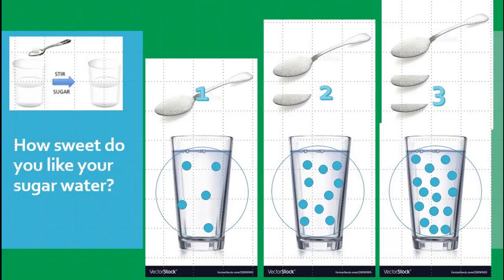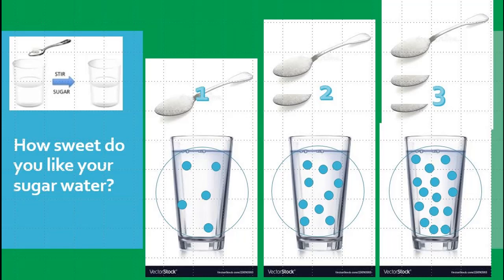So coming back to these diagrams, I could say that solution 1 is less concentrated than solution 2 and 3, and solution 2 is more concentrated than solution 1. I could also say that solution 3 is more concentrated than 2, but however I describe them, I know that solution 1 is the least concentrated and solution 3 is the most concentrated.